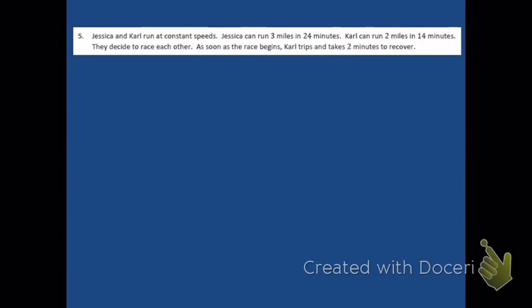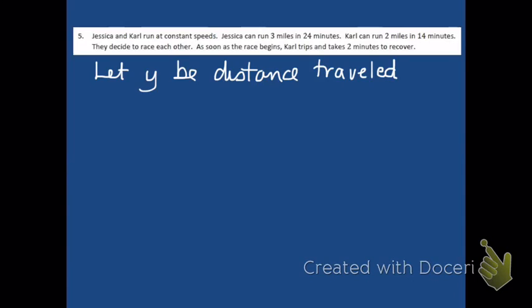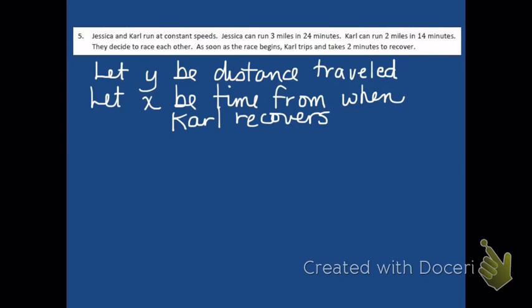We're going to be asked some questions about this situation, but what we want to do first is define our variables and write some equations. To define our variables, once again, we're going to let y be the distance traveled. Always we're going to have distance traveled on the vertical axis. And so x will be the time. The way I'm going to do this one, although you could do it a different way, I'm going to let x be the time from when Carl recovers. So it's going to be as if Jessica gets a 2-minute head start. So it'll be like our other problems in that way.